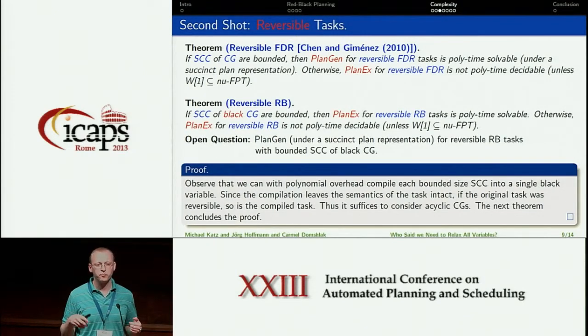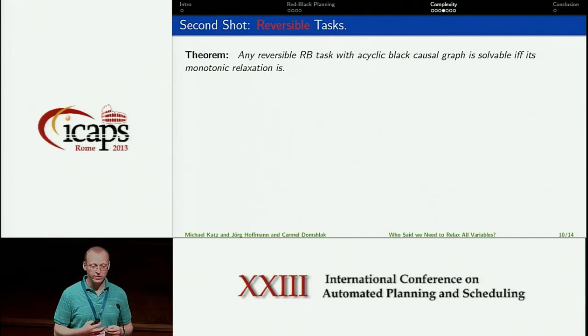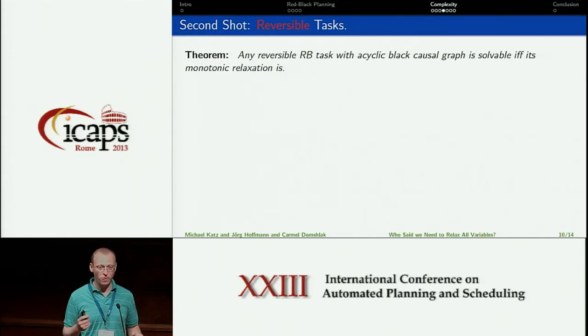And that means that you actually can look only at tasks with acyclic black causal graphs. So that's actually our next theorem, which says that for reversible red-black tasks with acyclic black causal graphs, they are solvable if and only if their delete relaxation is solvable. Right? Okay. Whether the delete relaxation is solvable or not is easily checkable in polynomial time, right?